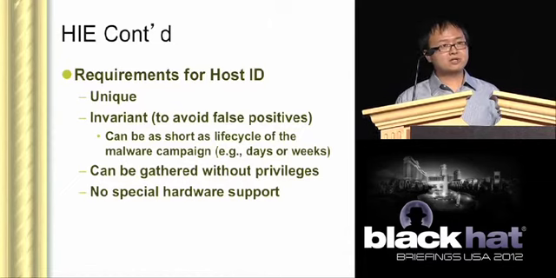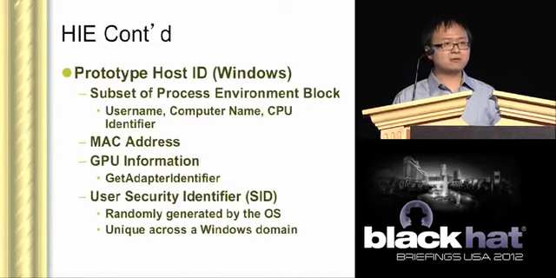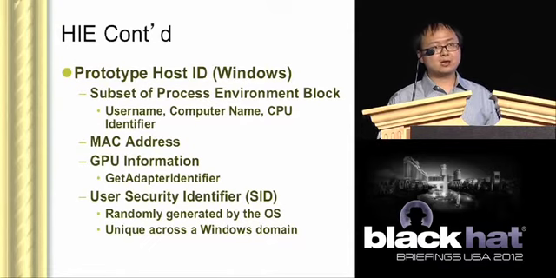The third information is GPU information, and it can be retrieved from a standard API call. The last information is the user security identifier. This is a string randomly generated by the Windows OS and is unique across the Windows domain. One thing to notice is we haven't looked into file system and registry yet, but we believe there should be more information that can be used as host identifier.